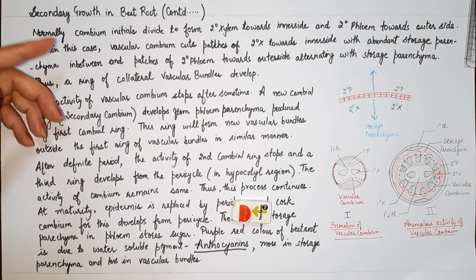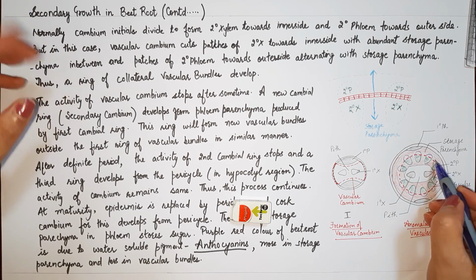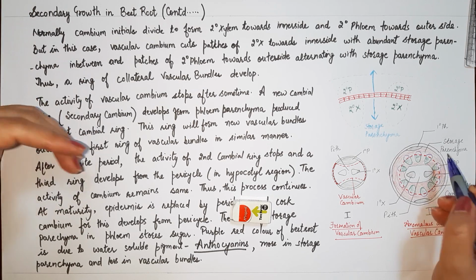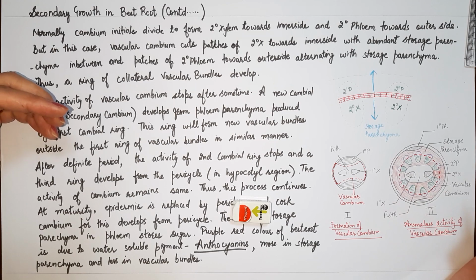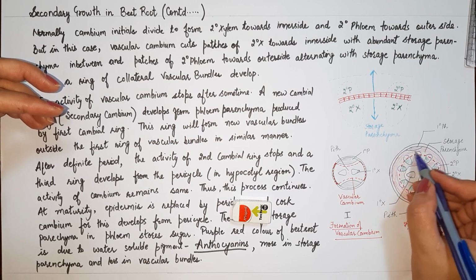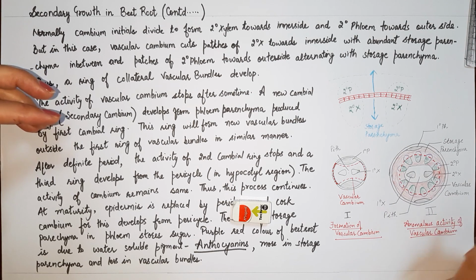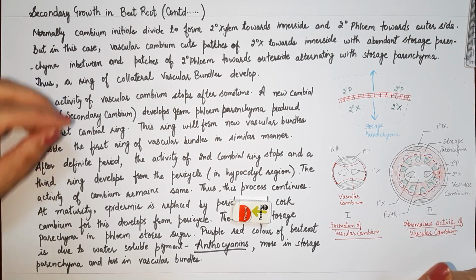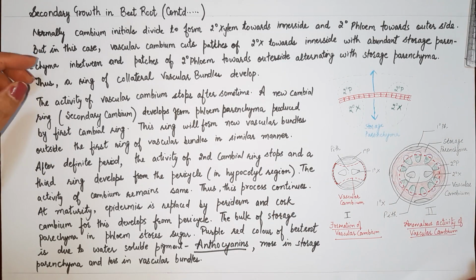Now, further after some time this cambium activity will stop. This was the very first cambium formed. Now, from the region of pericycle, I told you, for the second cambial ring, this region of phloem parenchyma, which is lying just outside the first ring of bundles, will dedifferentiate and give rise to the second cambial ring. So, that we will draw in the next lecture.